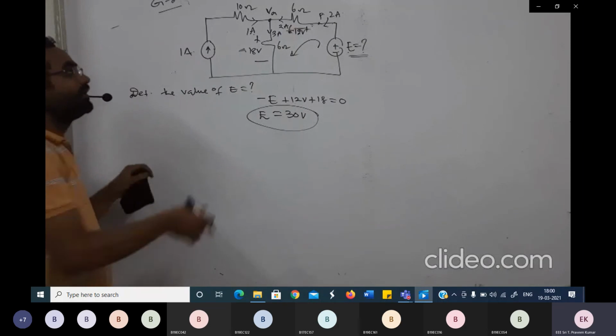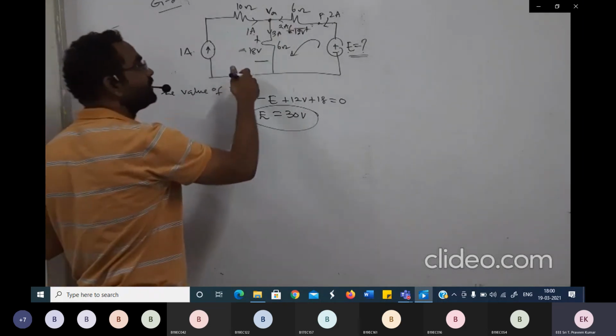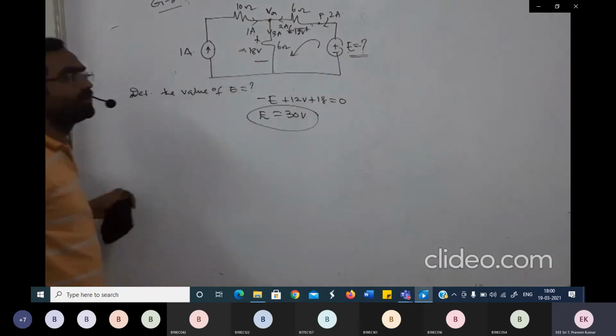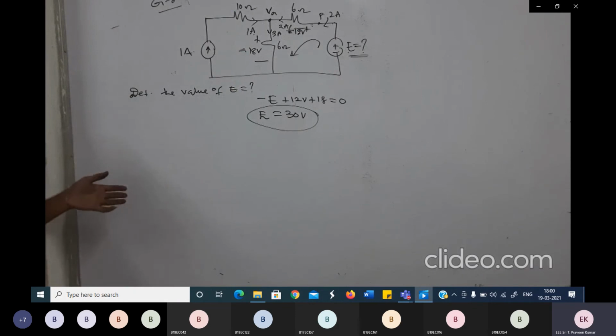Or the other way, you can apply the nodal equation here, then you can solve this and get your answer. That is another way of solving the problem. So this is one more question in GATE for 2 marks.